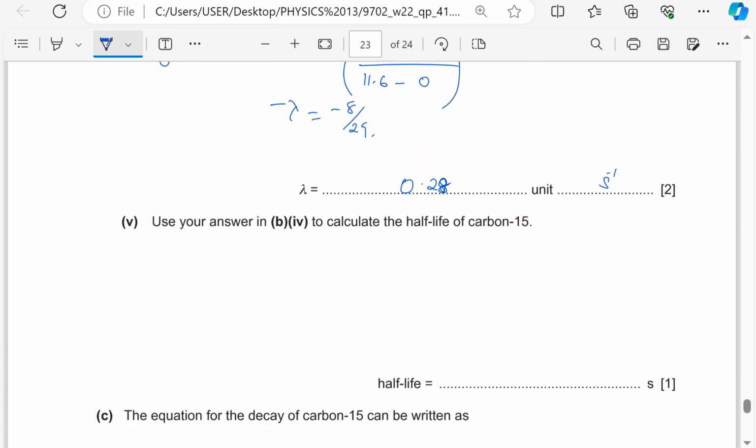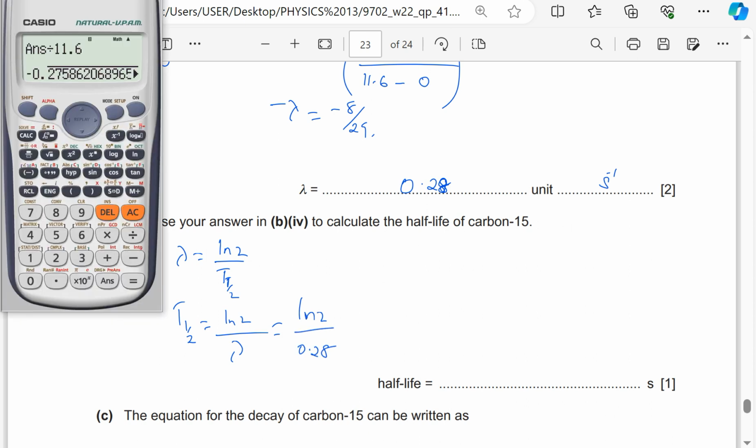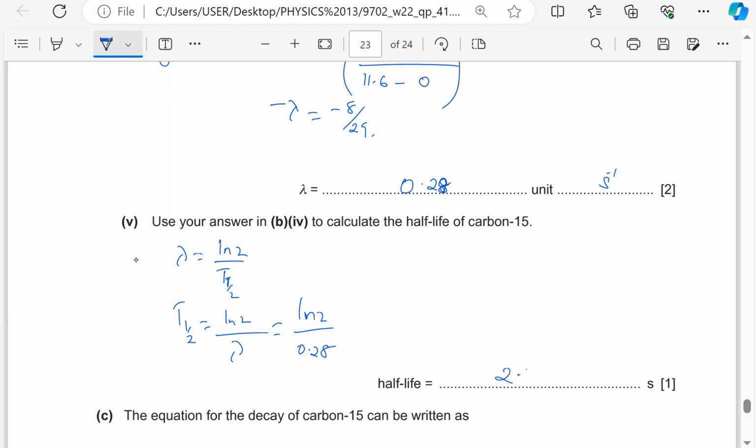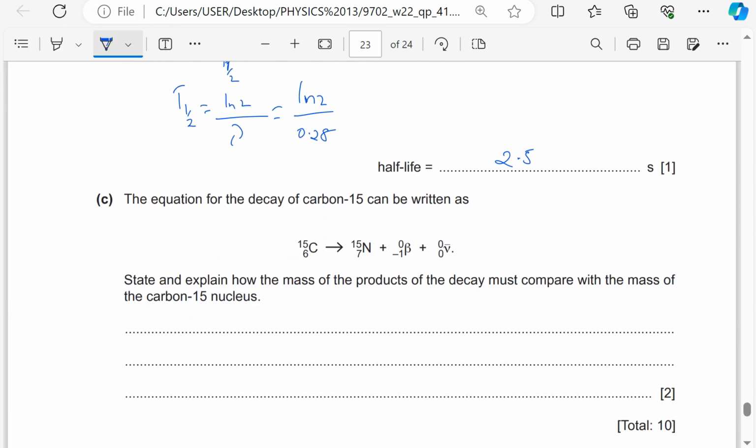Use your answer to calculate the half-life of carbon 15. We know that decay constant lambda is equal to ln of 2 over T1/2. So the half-life is going to be ln of 2 over the decay constant, which is ln of 2 divided by 0.28. So this is 2.5. So the half-life is 2.5. Then the equation for the decay of carbon 15 can be written as, so this is the decay equation.